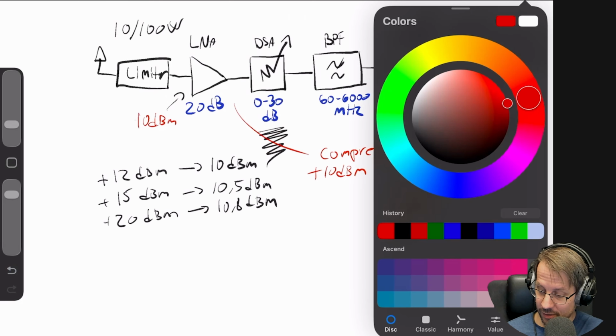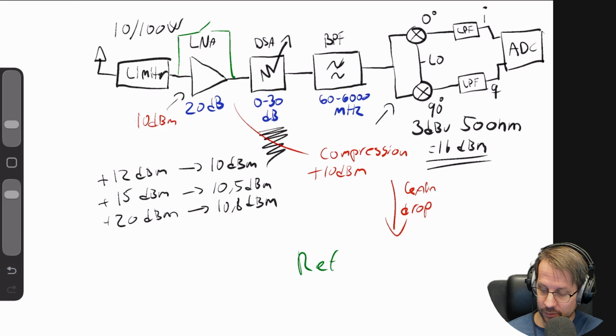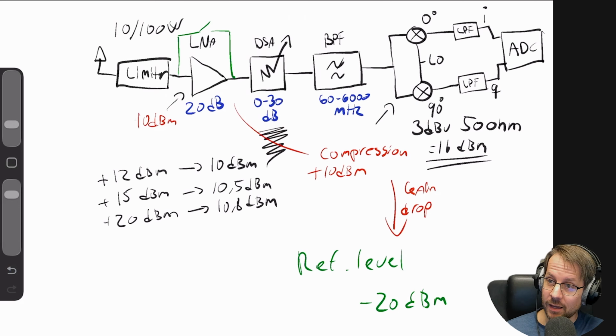But still, with your limiter, I would still recommend that you bypass the LNA, you don't use it, and you set your reference level. Start with a good amount of internal attenuation. Start with like minus 20 dBm, minus 10 dBm, whatever, before you're lowering it down. Right? A lot of numbers here.